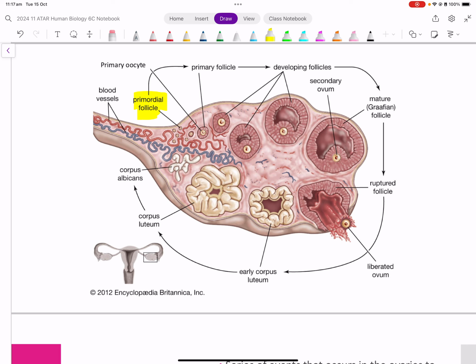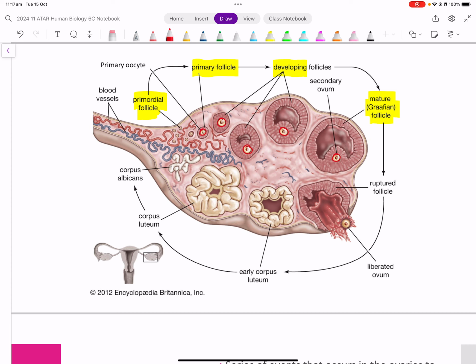Now from here we can see that the primordial follicles begin to develop, and they begin to develop into this thing called a primary follicle. And after the primary follicle, they continue to develop until they reach something known as a mature follicle, or in some textbooks you might hear the name a Graafian follicle. As this follicle continues to grow, we can see it's filled with fluid. But the key thing for us today is we can also see these oocytes present in each of these follicles.